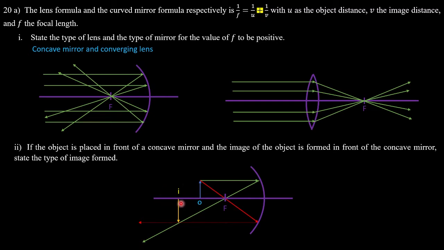So both object and image are on the same side. This image is a real image because the light rays pass through the image. So the answer for this, the type of image formed, is a real image.